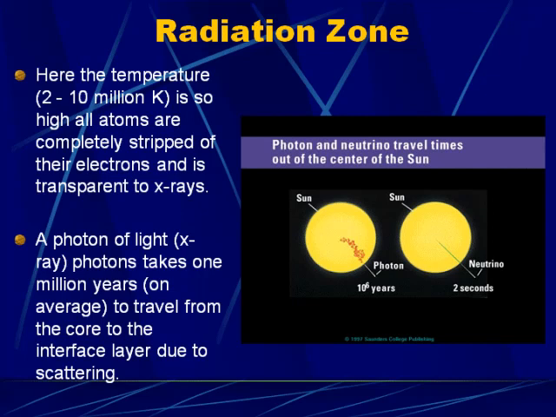The interesting thing is, even though it's transparent to X-rays, the radiation zone really does impede the progress of photons. If you produced a photon of light at the core, it would take about 1 million years for that photon, if it just scattered off of everything and wasn't absorbed, to actually make it to the surface. So again, X-rays are transparent to this, but there still is a lot of scattering that does take place, making it a very slow and arduous journey for the radiation.